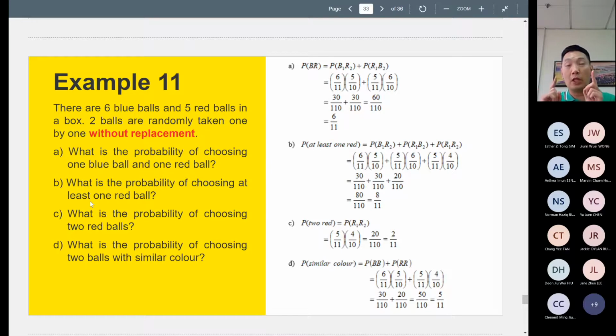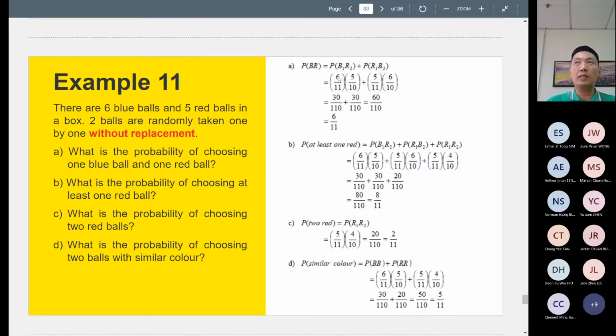The challenge for this question is that it does not inform whether the first ball is blue or red. It does not inform at all. So the first ball chosen can be blue or red. If the first ball is blue, the second ball should be red. So the first outcome is that the first ball is blue and the second ball is red. Or the first ball is red and the second ball is blue. This is the second possible outcome. Any other possible combination? No more. Only two possible combinations, either this term or this term.